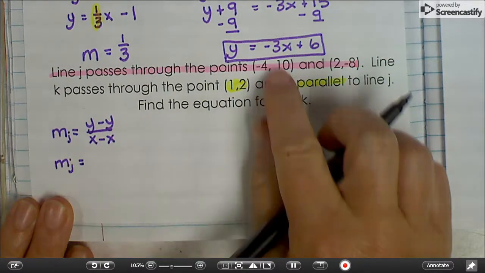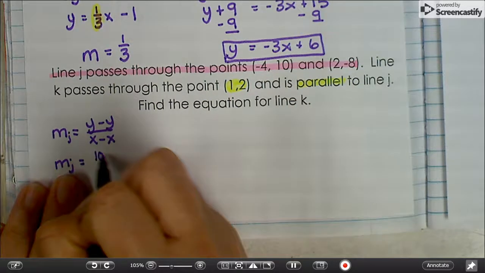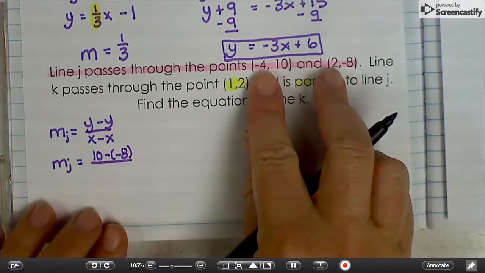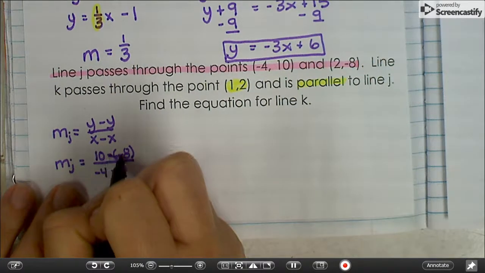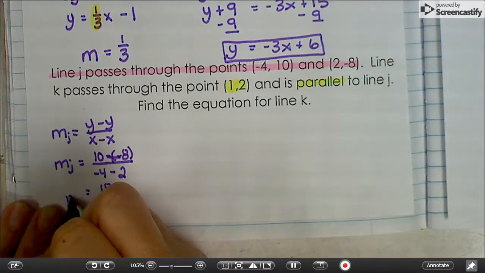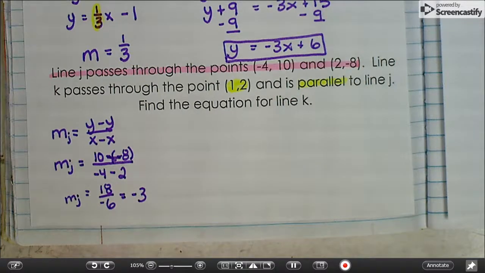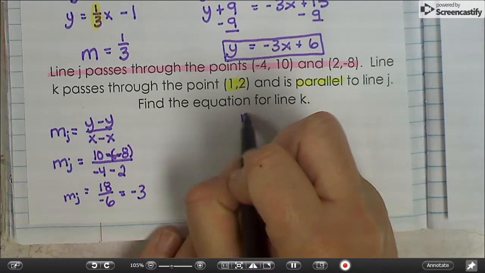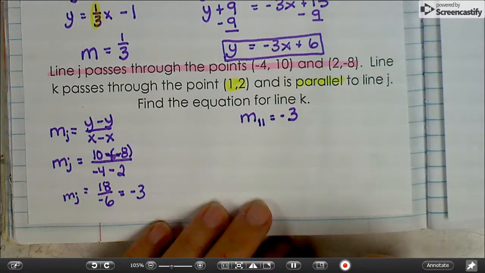m_j equals y minus y, 10 minus -8, over x minus x, -4 minus 2. Minus a negative is a positive, so 18 over -6. And that simplifies to -3. So the slope of line j is -3, and we need to write the equation for a line that is parallel. Parallel lines have the same slope, so the new slope is -3.